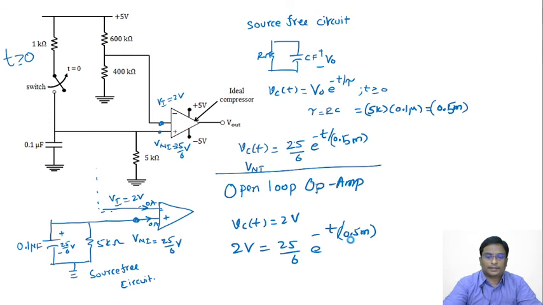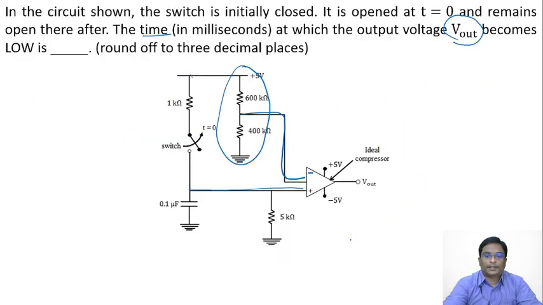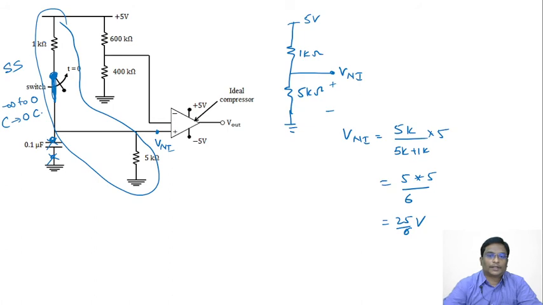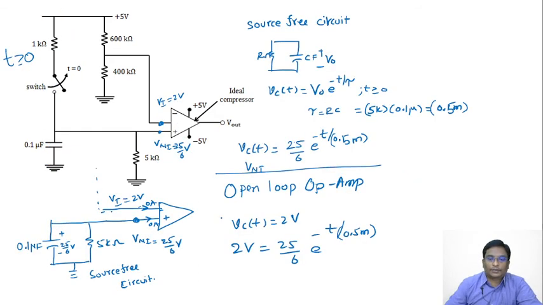They are asking us, see the question, determine the time at which the output voltage V out becomes low. We know for an open loop op amp, when this voltage is more than this voltage, then it saturates to minus 5 volts. When this voltage is greater than this voltage, it saturates to 5 volts. When both are the same, output is 0.